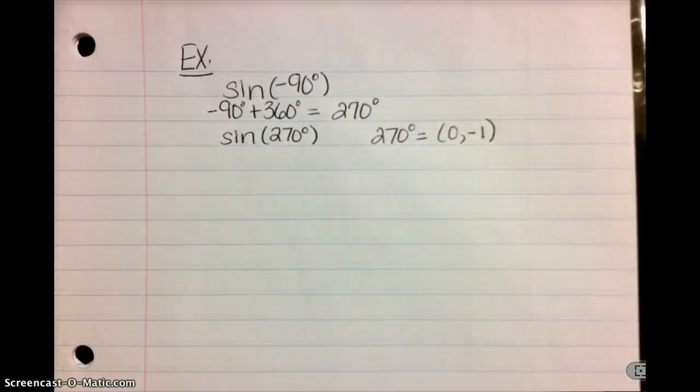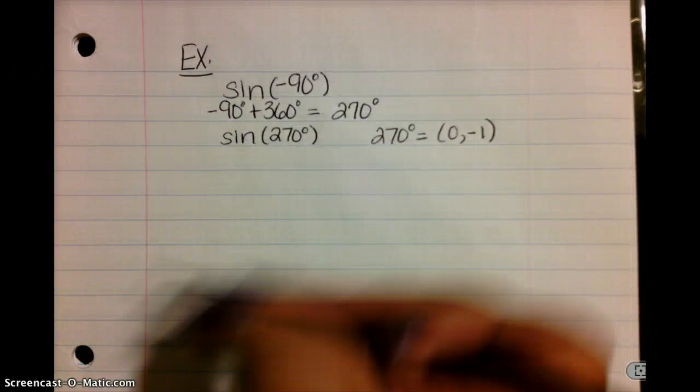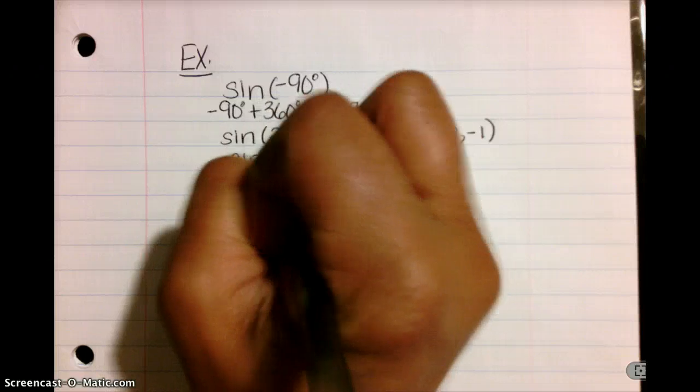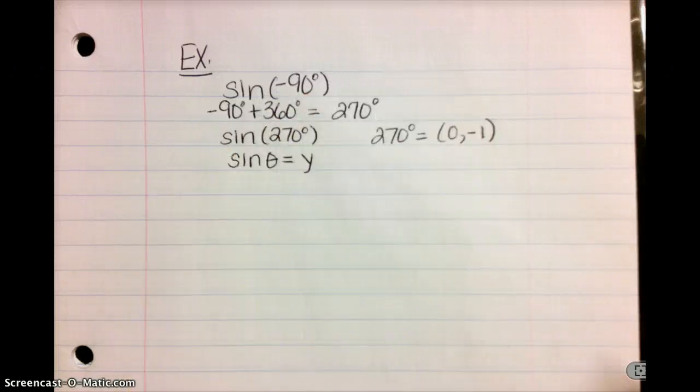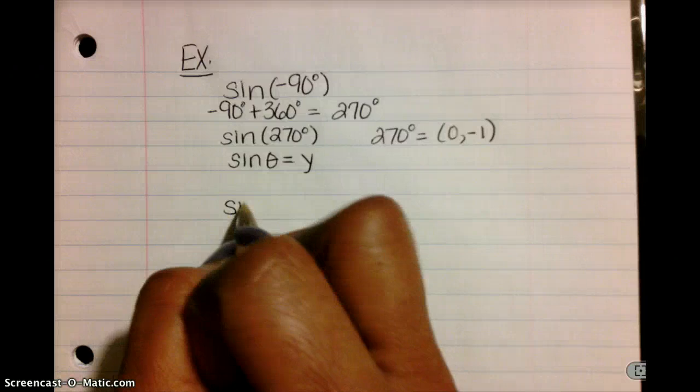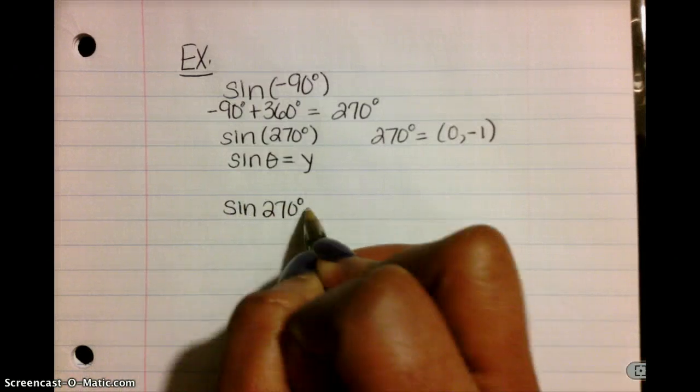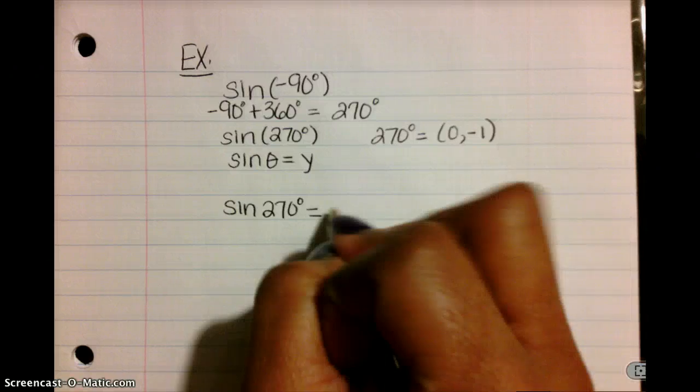And then you go back to your trig definitions on the unit circle. Your sine of theta is always going to be equal to y. So the sine of 270 degrees is equal to -1.